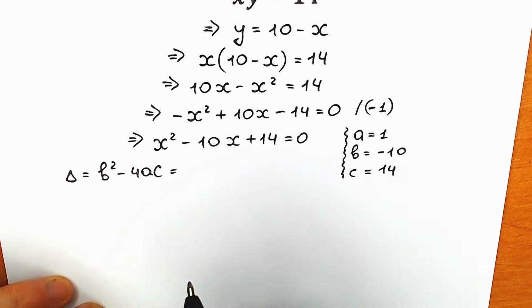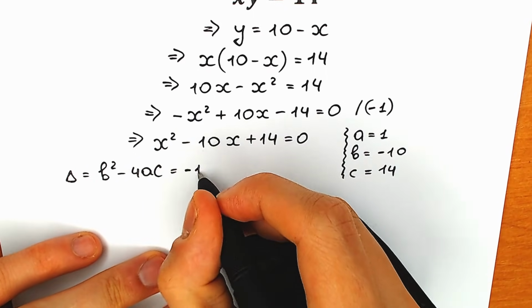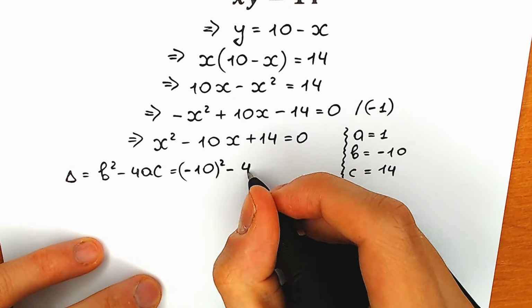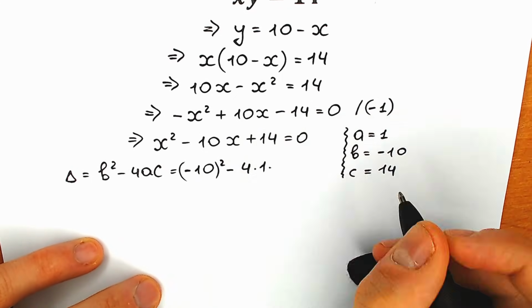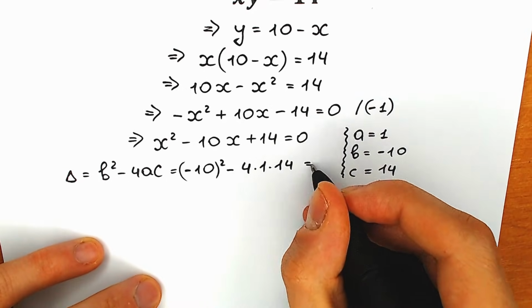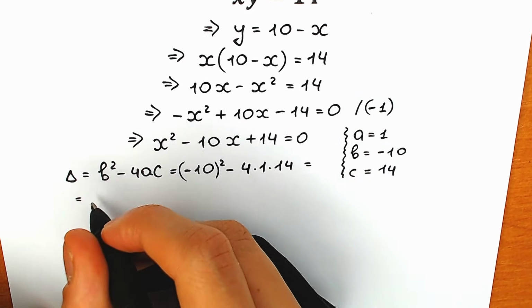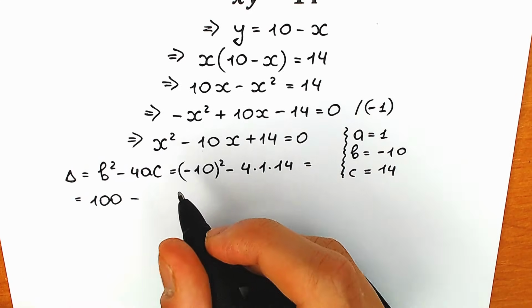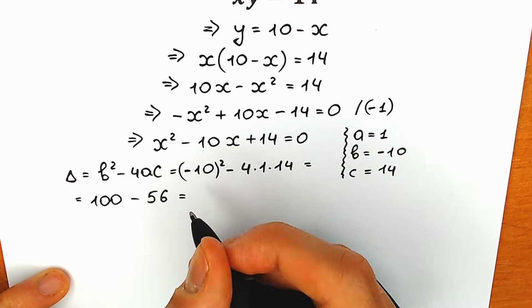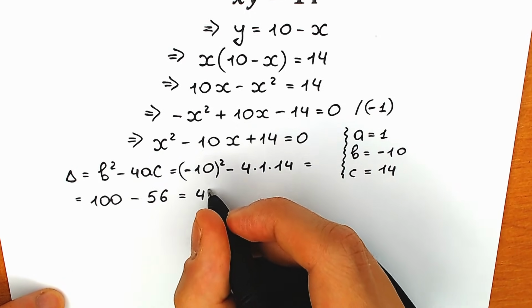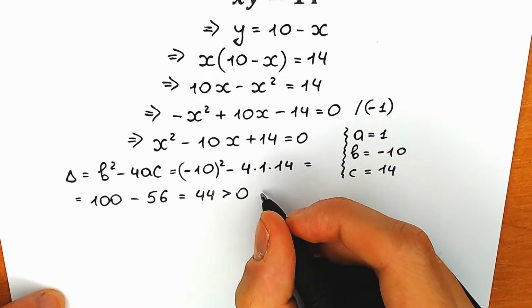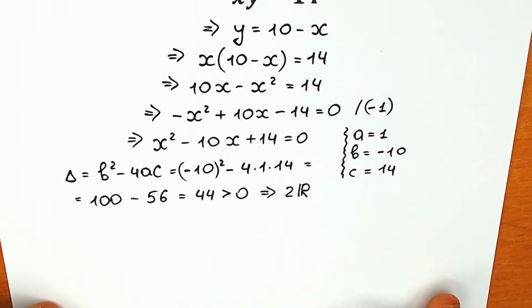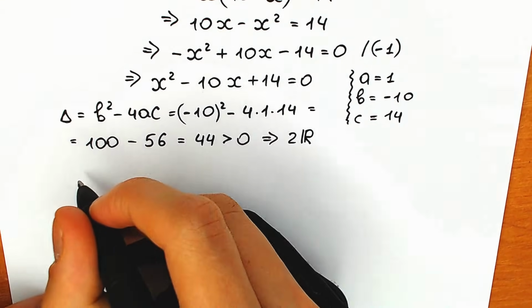As a result, what do we have? Minus 10 squared minus 4 times 1 times 14. Minus 10 squared equal to 100, minus 4 times 14 equal to 56. When we subtract it, we have 44. And this is great news for us: the discriminant is greater than 0. So from here, we have two real number roots, x first and x second.